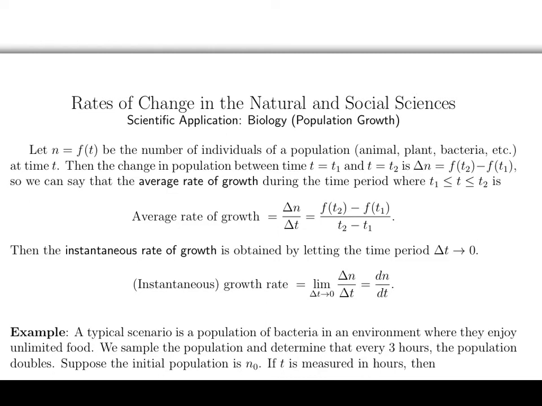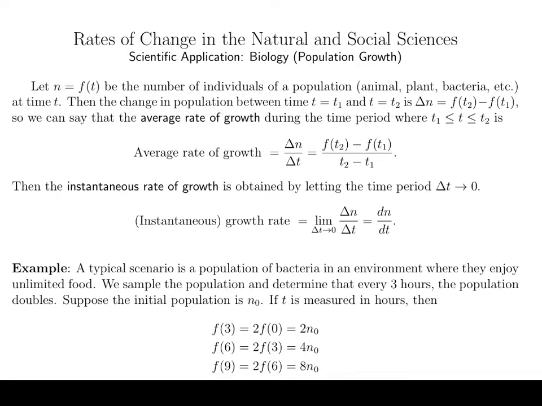So let's suppose that our initial population is some number n naught, and we're going to measure time in hours. So if we do that, we can actually measure what the population should look like after 3 hours, after 6 hours. Because remember, the population is doubling every 3 hours. So at the beginning, we have n naught, and then 3 hours later, we've got 2n naught. That's f of 3. And every 3 hours, we experience a doubling in the population.